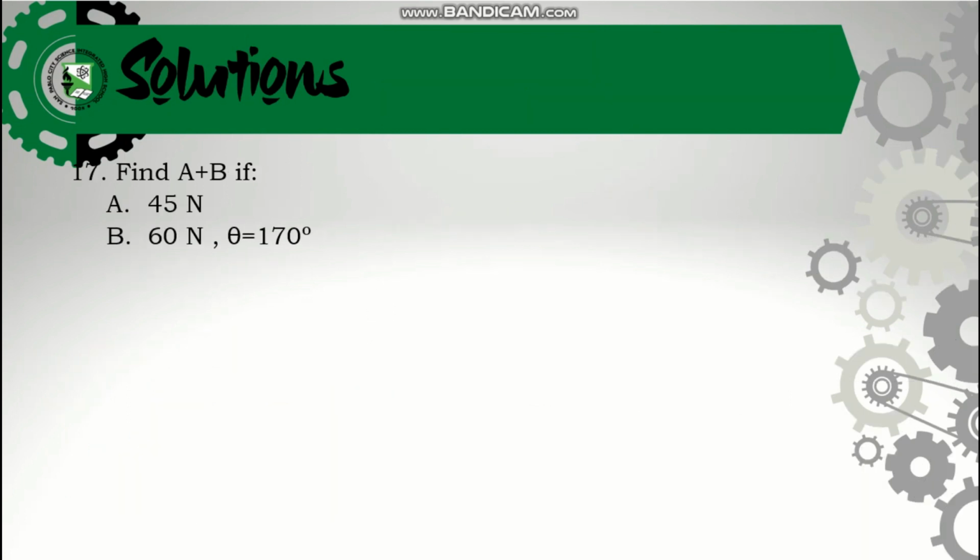So find 17. Find A plus B if we have 45 Newton without the angle, 60 Newton with angle 170 degrees. So for that, we can draw the diagram for this one. Madali lang ito kasi dalawa lang naman yung vector niya at wala pang angle yung isa. So kapag walang angle na given, tapos positive siya, automatic siya ay nakalagay sa positive x. Kung negative 45 Newton yan, siya ay papunta kay west. Sa x pa din yan.